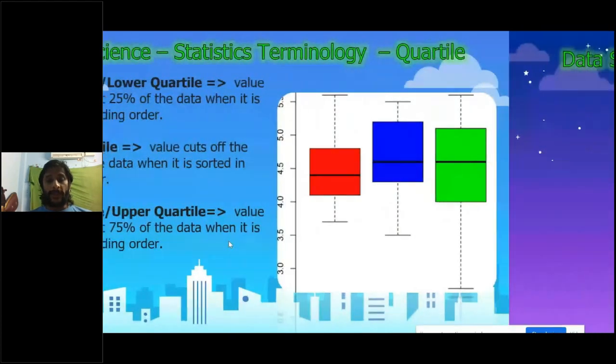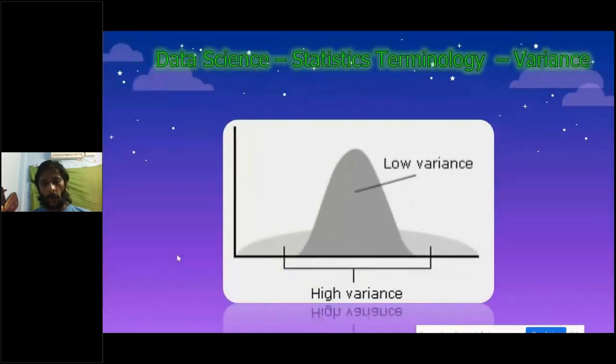Now you know about the variance. Over here you got a lot of distance, that is called high variance. You got very little, that is called low variance.